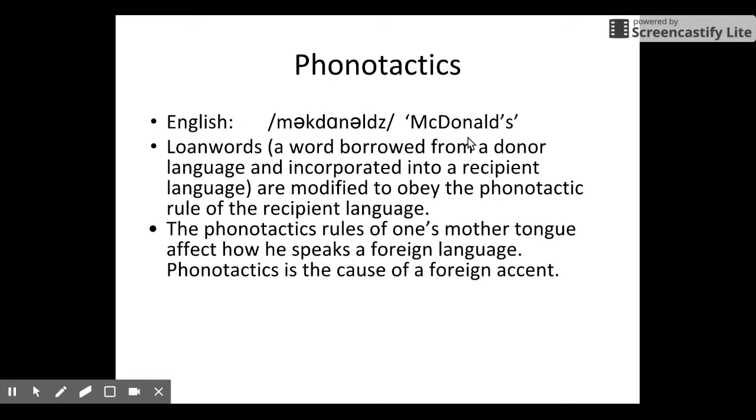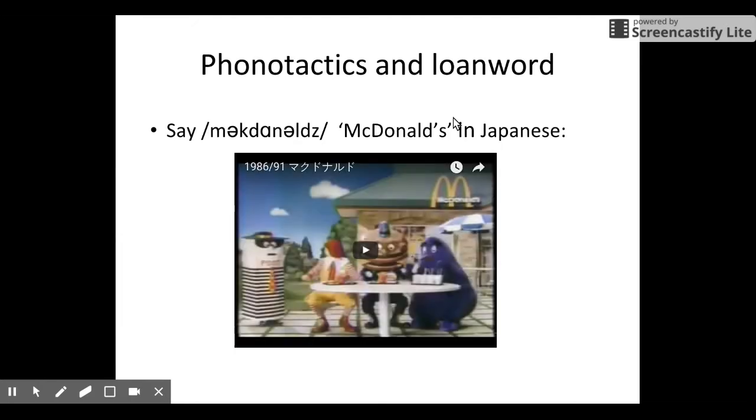So in Mandarin, we have the Mandarin version of McDonald's, and we have the Japanese version of McDonald's. Let's take a look at this video. Let's try to say McDonald's in Japanese.